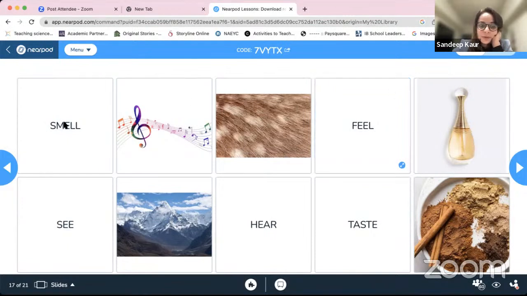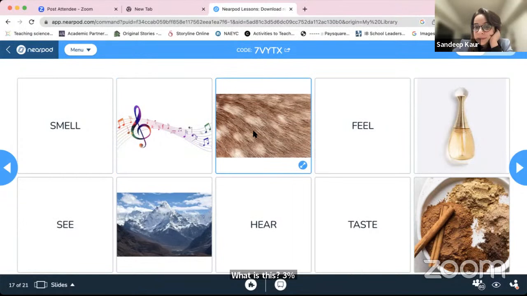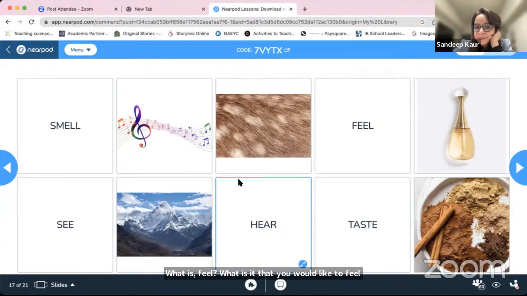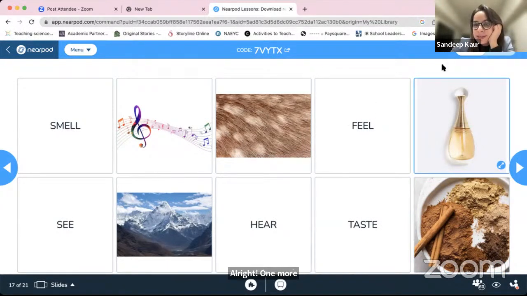What do you think? What picture goes with smell? What does this represent? What is feel? What is it that you would like to feel? How do you think is the texture of this picture? What do you think is going to be the taste? All right, 1 more minute. And then we are going to move to the next.